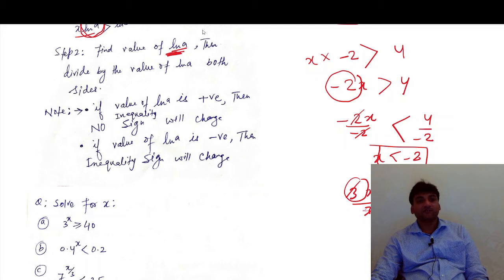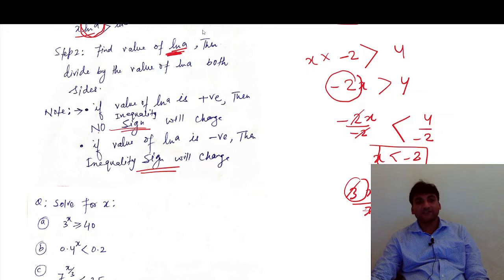If the value is positive, then we will divide both sides by that value without changing the sign. But if the value is negative, then we will change the sign. I will explain, don't worry about it. I'll explain all these things with the help of examples. Okay, note: if the value of ln a is positive, then the inequality sign does not change. But if the value of ln a is negative, then the inequality sign will change.